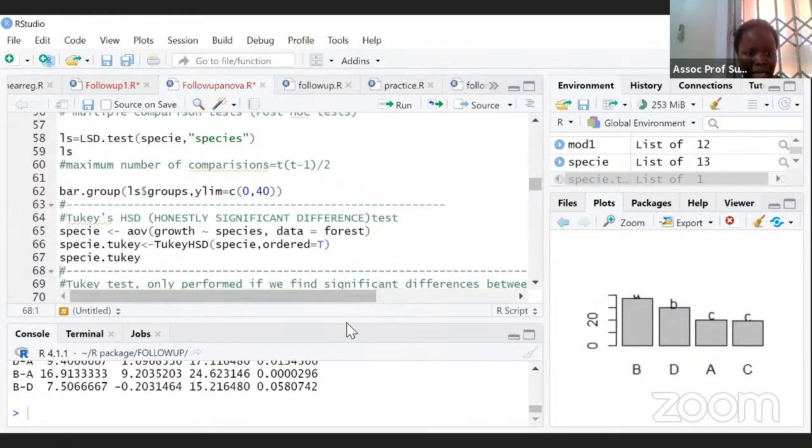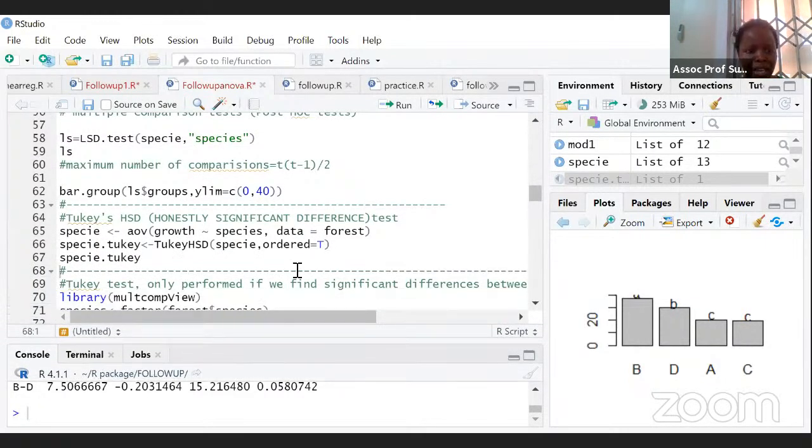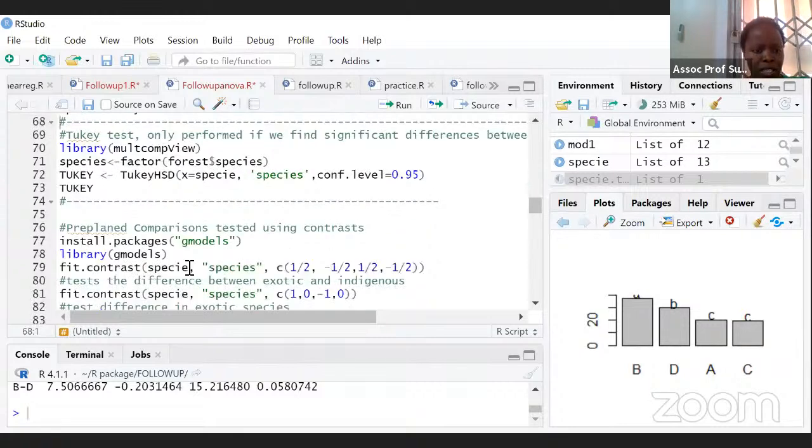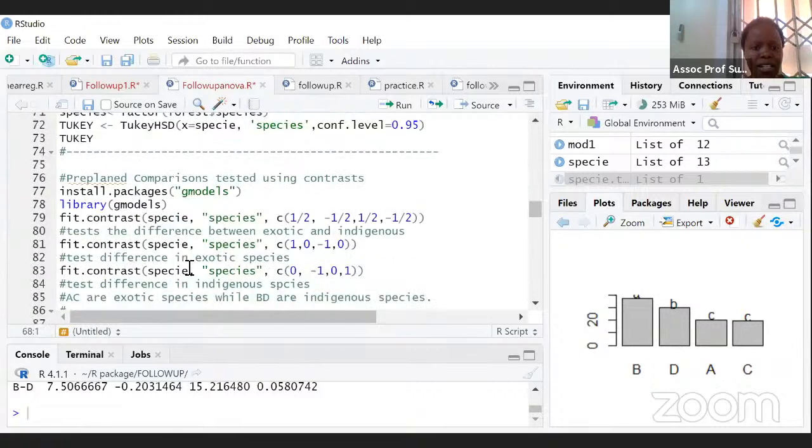Then let's look at the next test before my time runs out. That is an alternative of doing the Tukey test using the multcompView library. That one I won't take you there. You'll practice it in your free time. But let me go down here. I think let's look at the pre-planned comparison only, so that when you go back and I send you the exercise, you'll be able to work out the pre-planned comparisons.